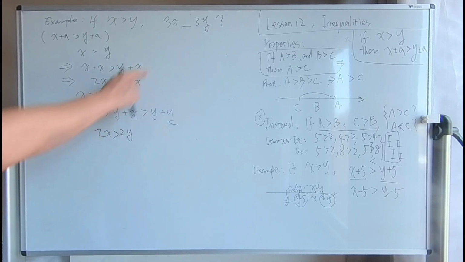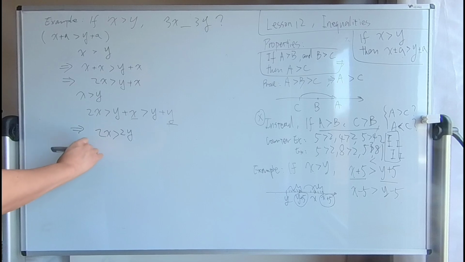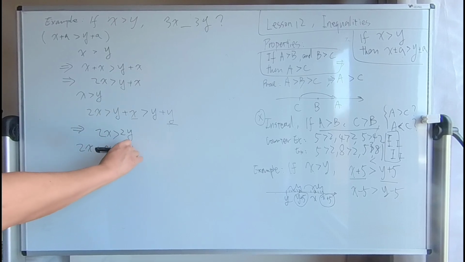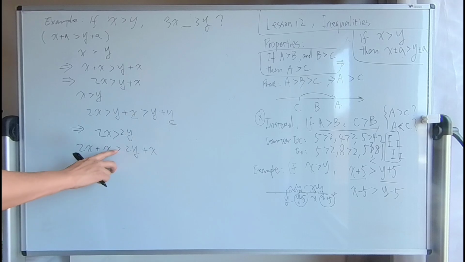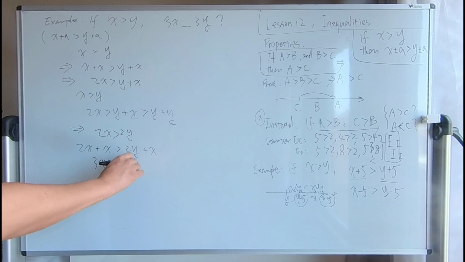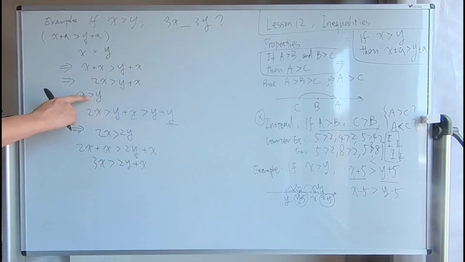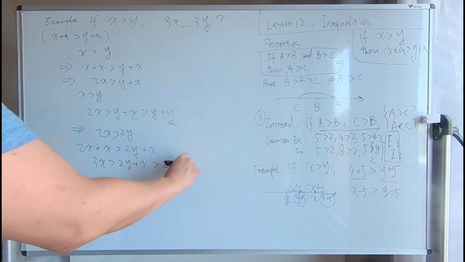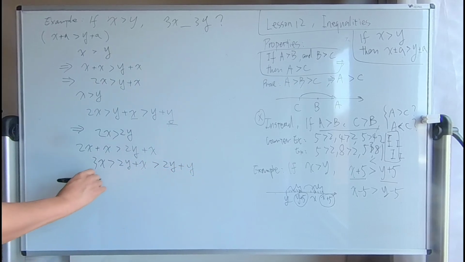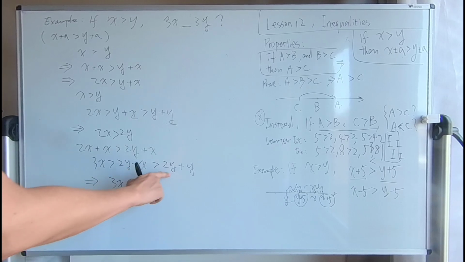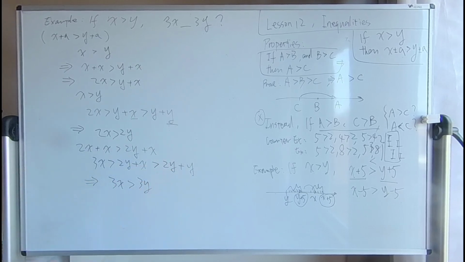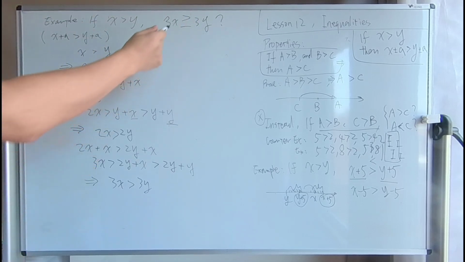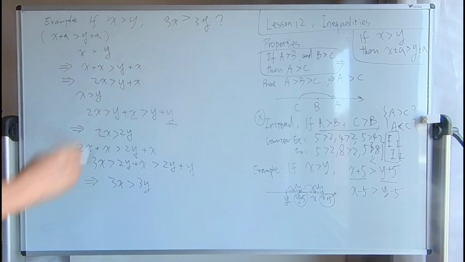I can do this one more step. I'm adding another x on both sides because I'm adding the same quantity. This doesn't change. Then I have 3x greater than 2y plus x. And at the same time, I still have x greater than y. So this is further greater than 2y plus y. So I have 3x is greater than 3y. See, now I proved that if I have x greater than y, I always have 3x greater than 3y.